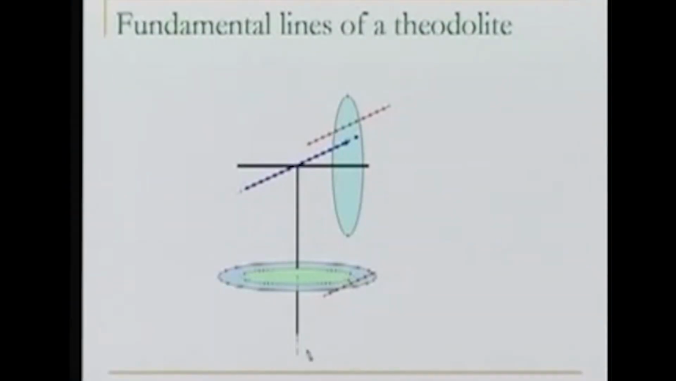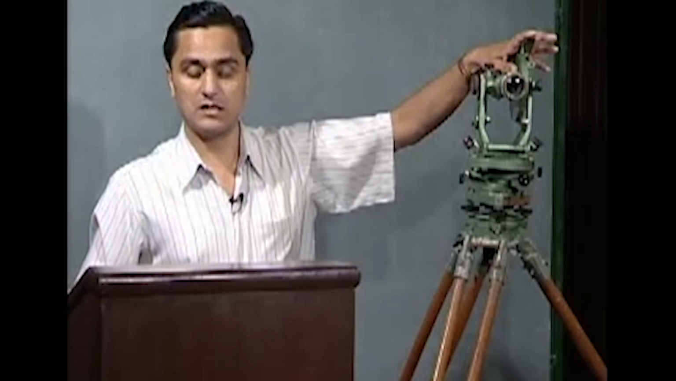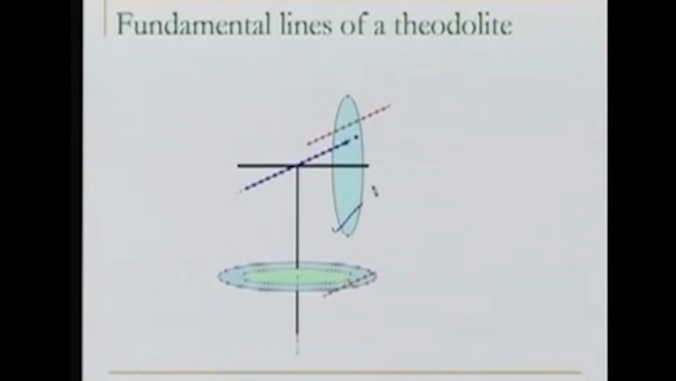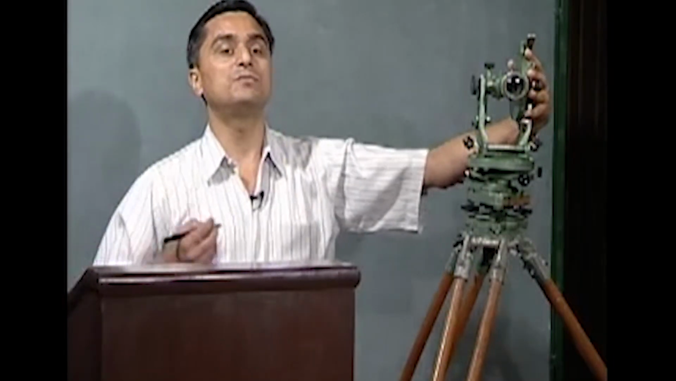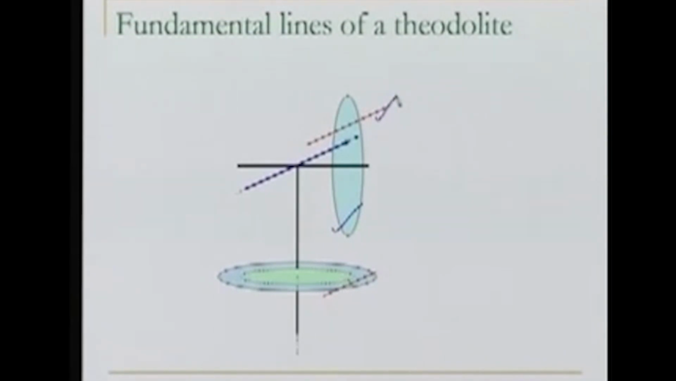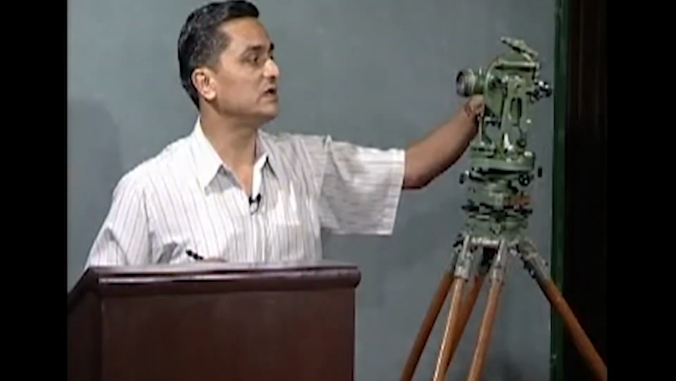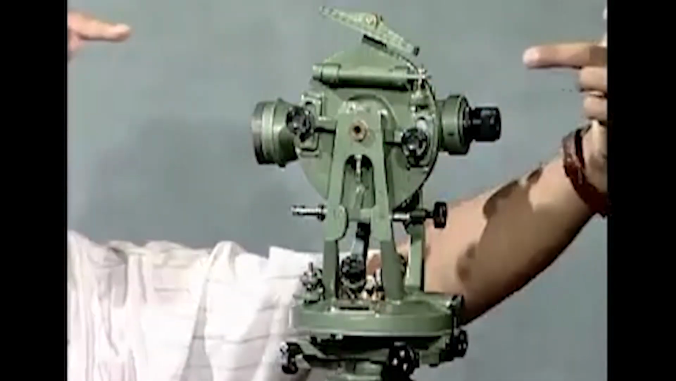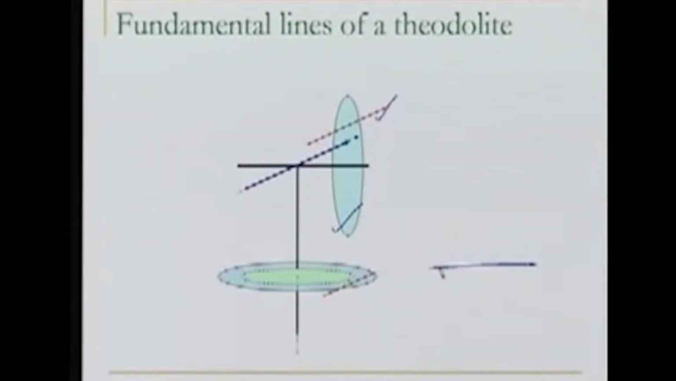Then on this side we have the vertical circle, which we make use of to observe the vertical angles, and this is the axis of the altitude bubble. If you see here in the theodolite, that's our altitude bubble, and we can define an axis for the altitude bubble. Because the bubble will look like this, and this is the line which is tangential at the middle of the bubble.